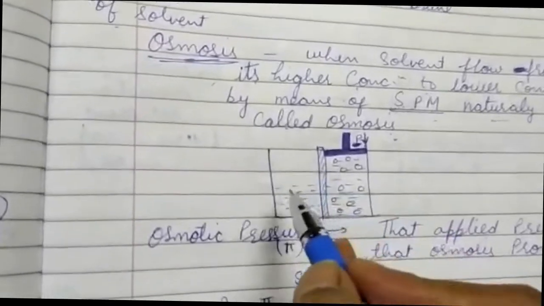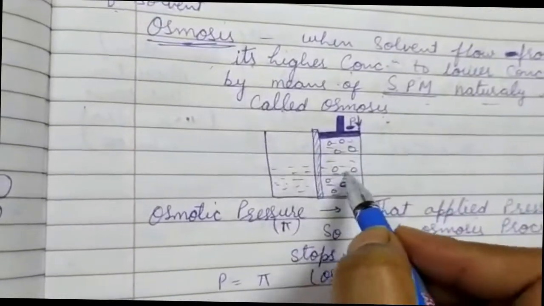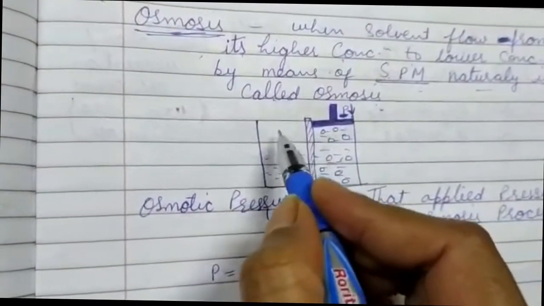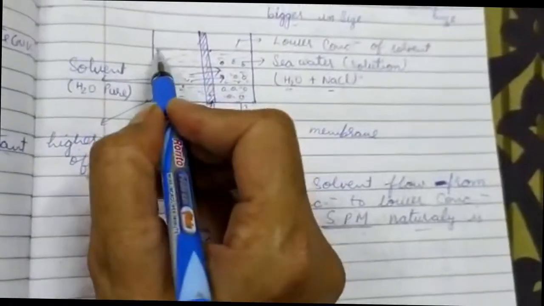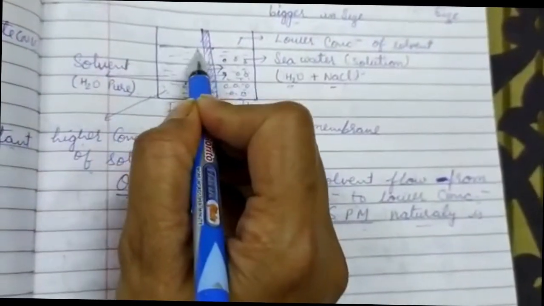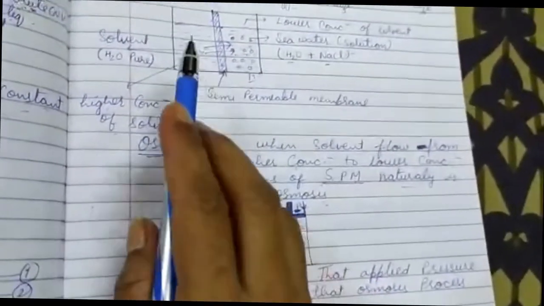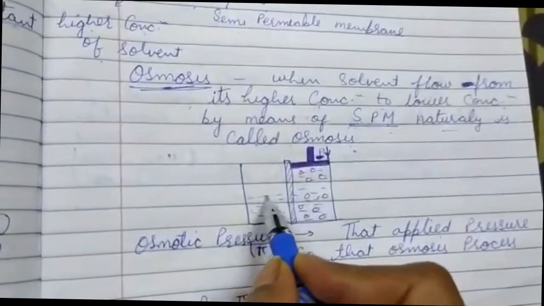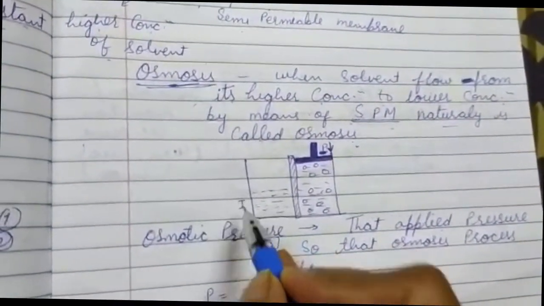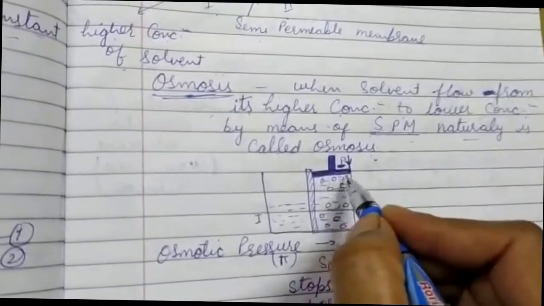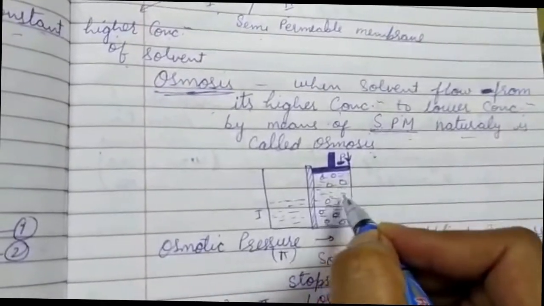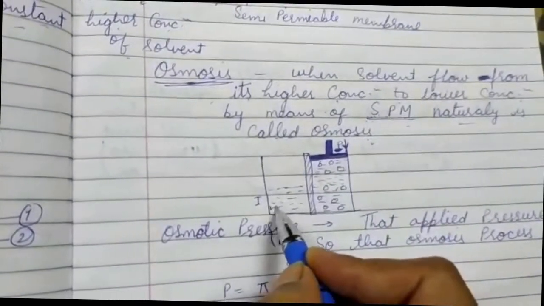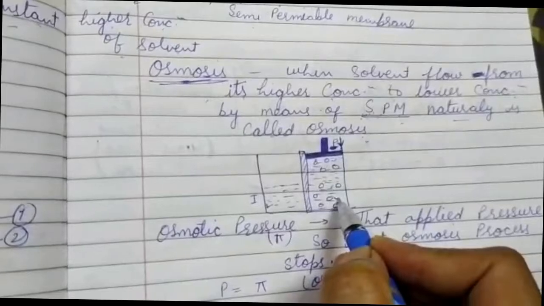Now, if the water molecules are flowing from this side to this side, definitely the water level will decrease. Suppose earlier that was the water level. But now as the water has flown from this side to this side, the level of the water decreased on this side in part 1, and in part 2 the water particles have increased, the level of the water has increased. Now the water is moving from the pure side to the impure side.